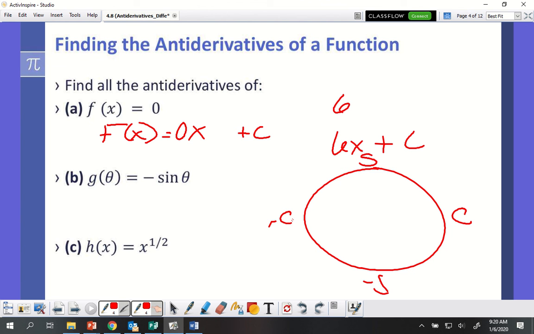So that'd be a capital G of theta is... Do we add C to it? Plus C. It's always plus C because C could be 0. It could be 0, it could be nothing. But we have to account for it in our math that there could have been something there.